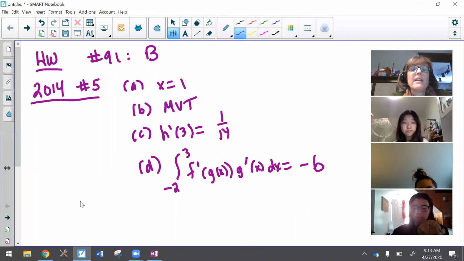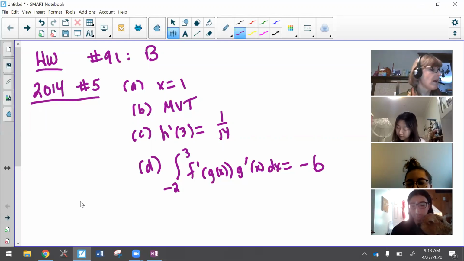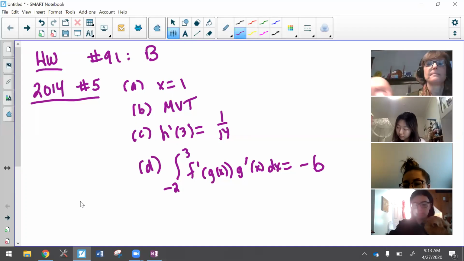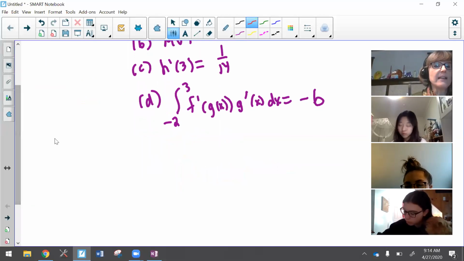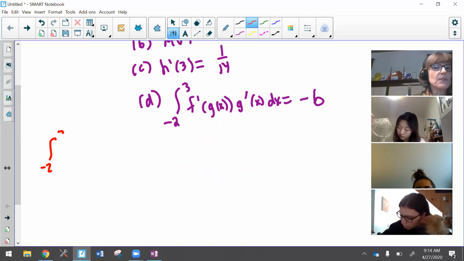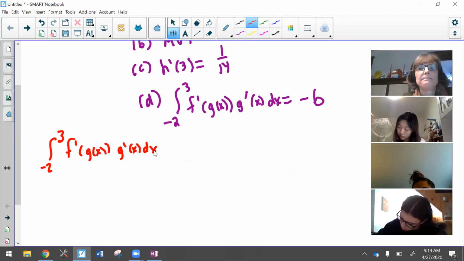So here again are the answers to 2014 number 5. Are there questions on this one? Yeah, can we go over part D? D, sure. All right, so D says evaluate my integral from -2 to 3 of f prime of g of x, g prime of x dx. Okay.